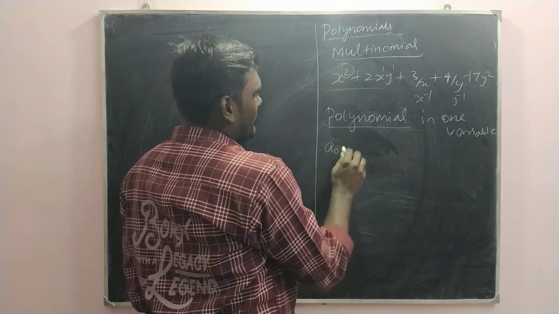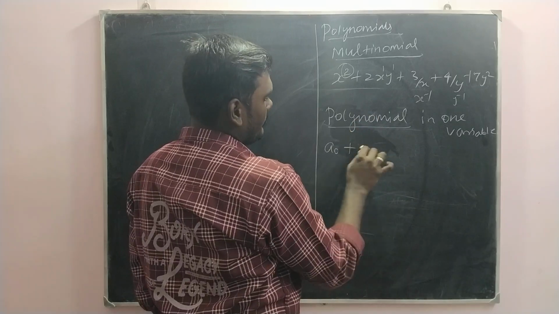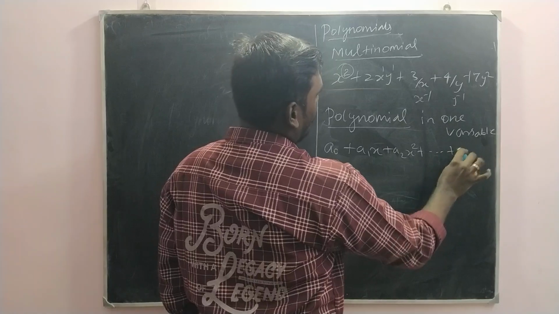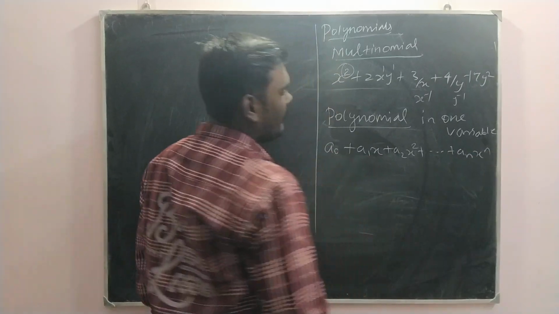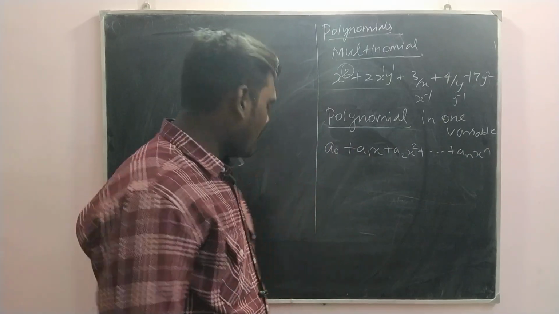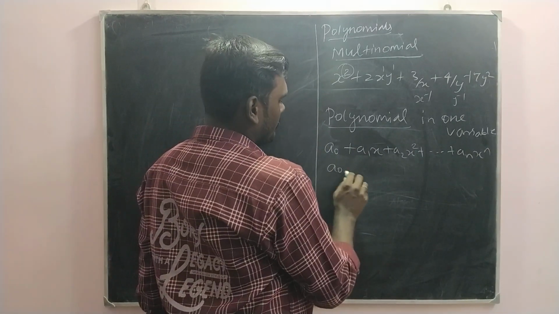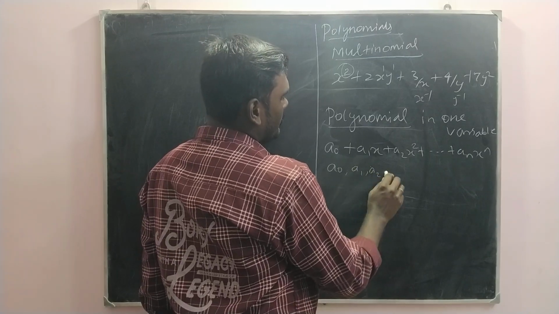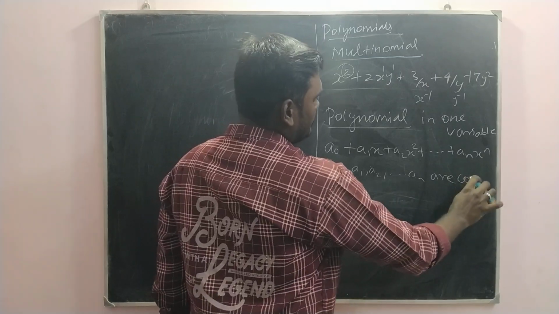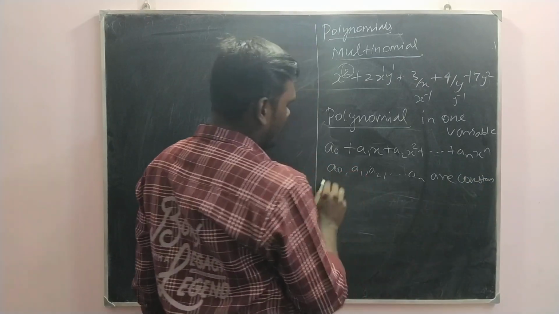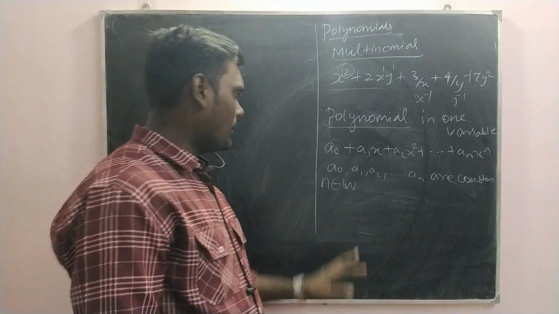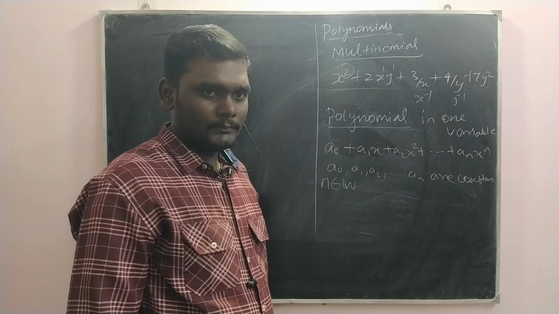Also the power should be a whole number. So we have a0 plus a1x plus a2x square and so on up to an x to the power n, like we can express. So I have given a general form. What are these a0, a1 and all? a0, a1, a2 up to an are all constants, and this n is a whole number, not natural, because here 0 is included.